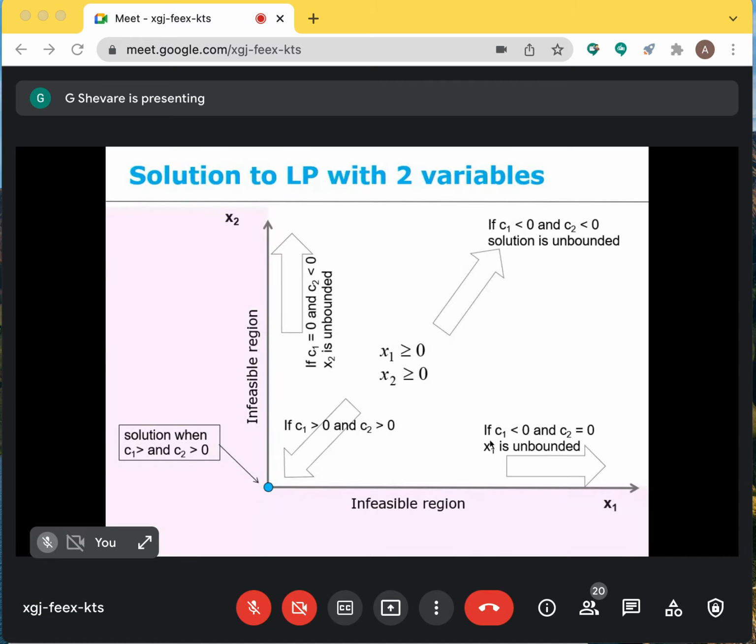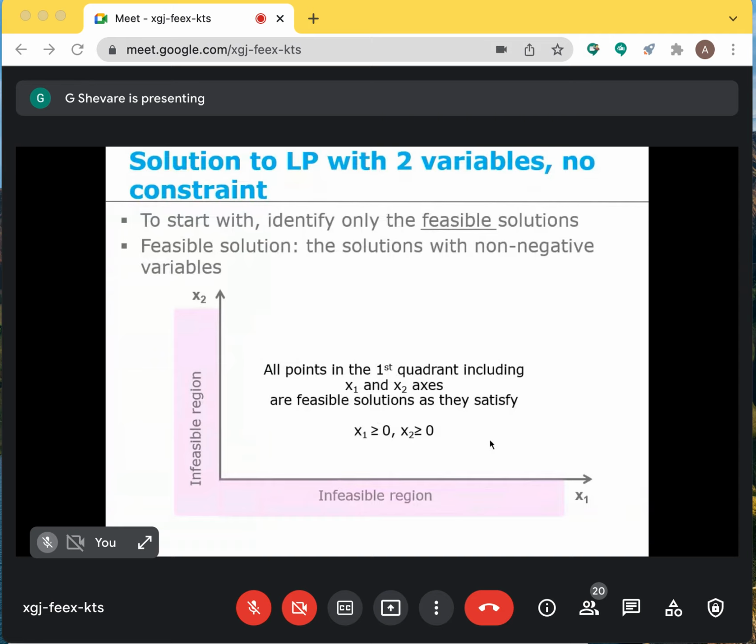Top right corner towards infinity. So this is how the solutions behave, the behavior of the solution. Okay, to start with, I think this we have covered.